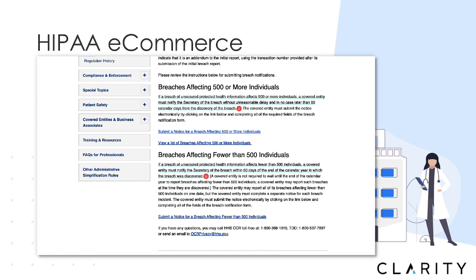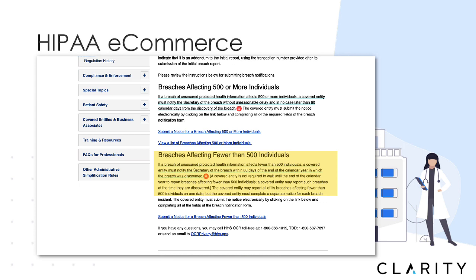So the only difference between whether it affects 500 or more or fewer than 500 is the time in which you must report. In this one, it's no later than 60 calendar days from the discovery. And if it's fewer than that, it's within 60 days of the end of the calendar year in which it was discovered, right? It does talk about, though, that you can report multiple breaches together.